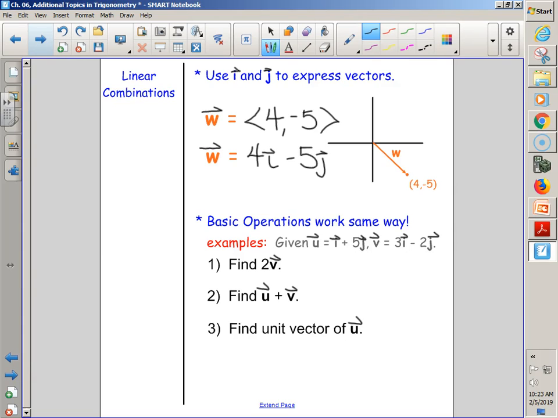So down here, what if they give you vectors in a different notation? What are you going to do? Same thing you did before. Instead of just putting them in side carets, you're going to add little i's and j's to keep them in the same form.